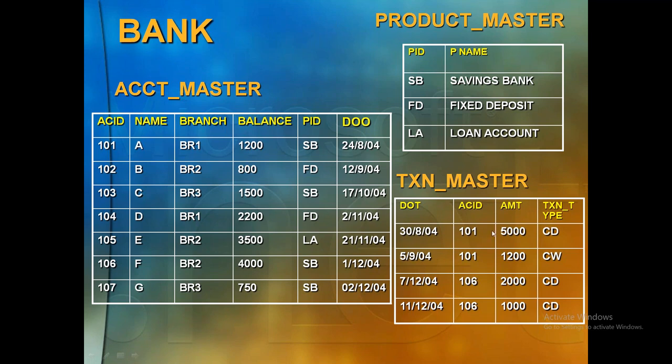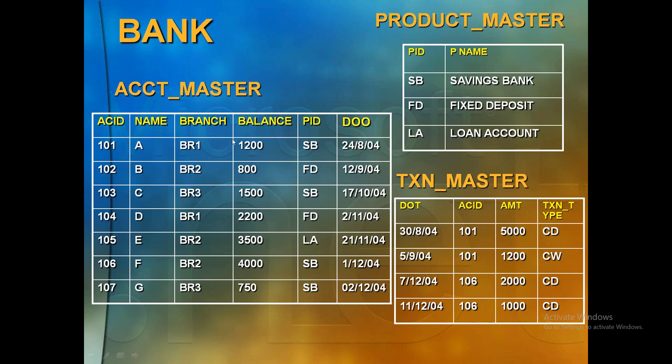So one customer can do many transactions. This is a one-to-many relationship. Clear? Because one account, one customer, can do many transactions. So this is the primary key, and this is the foreign key. And we have a product ID and a product name, where SB means savings bank, FD means fixed deposit, and LA means loan account. This is the primary key, and this is linked to this table as a foreign key. Clear? And these two tables do not have any primary key foreign key relationship. This table and this table have one, and this table and this table have one.